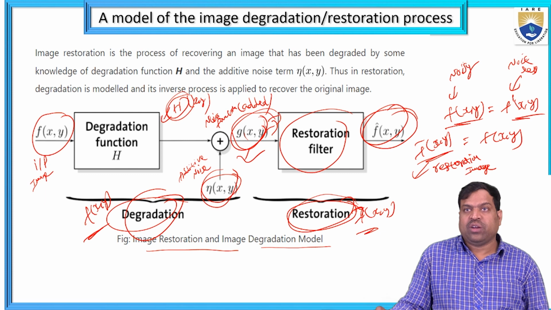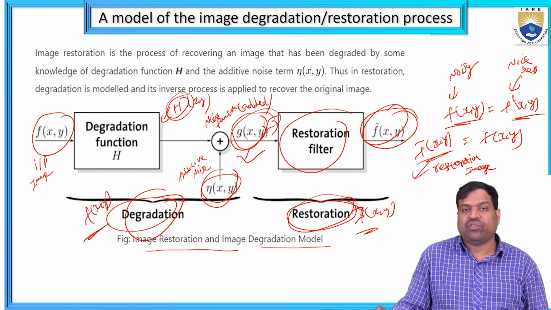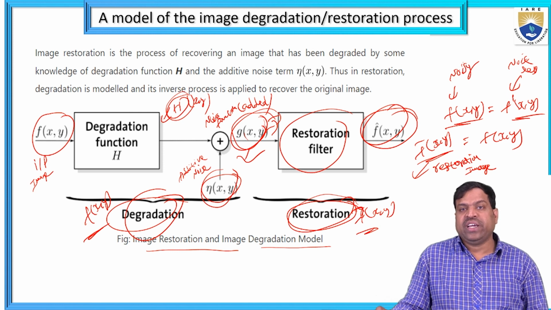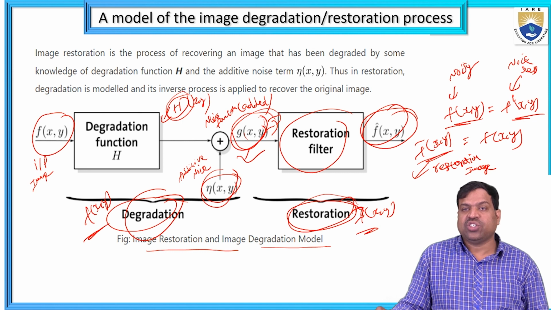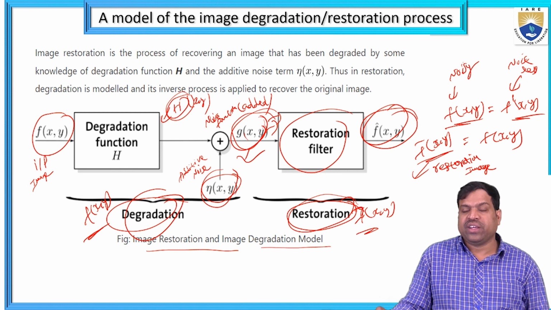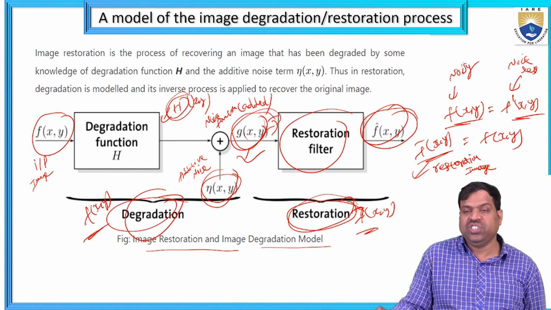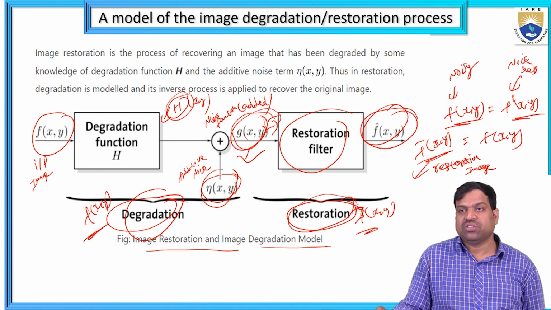This is the final block diagram of the image degradation and restoration process. f(x, y) is the input function. The degradation function is applied to f(x, y), and Gaussian noise is added, giving g(x, y). The final restored output after filtering is f dash of x, y. So the degradation and restoration process is applied to this function.